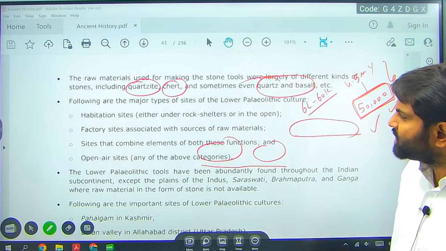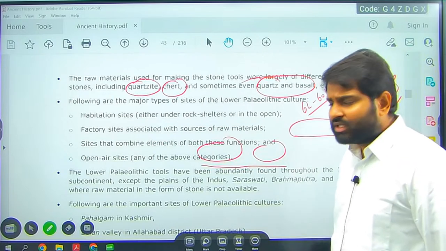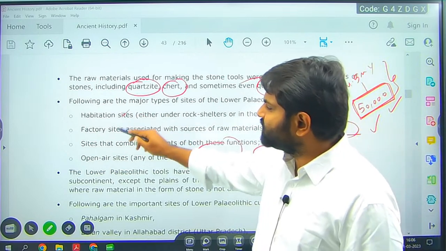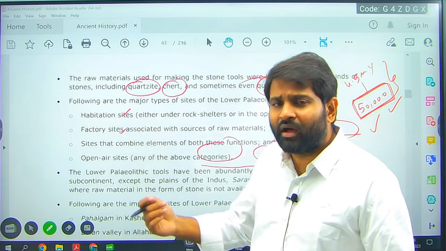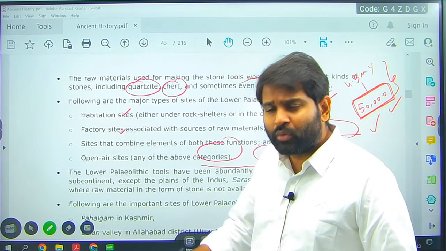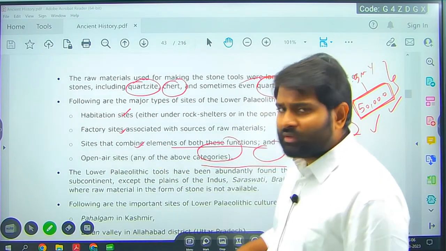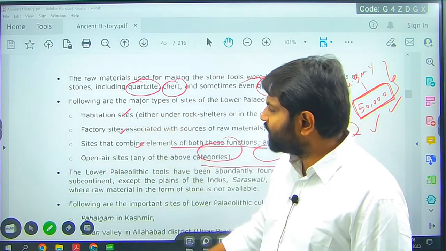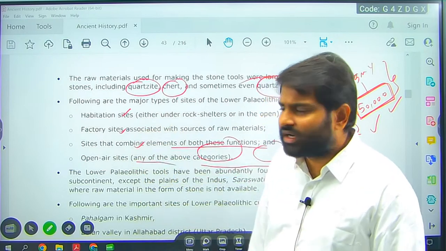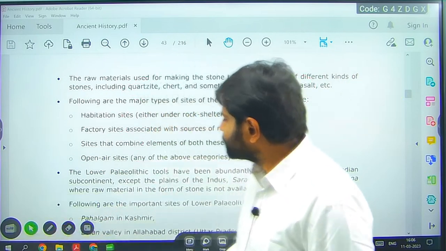The following are the major types of sites of the lower Paleolithic age. To understand the Paleolithic age, you have to understand habitation sites and factory sites. Factory sites are the places where these tools are made. The way we call it an industry now, when the tools are being made, those are called factory sites. And there are sites that combine elements of both habitation and factory, and open air sites. These are the different categories of sites which we normally research in the Stone Ages.